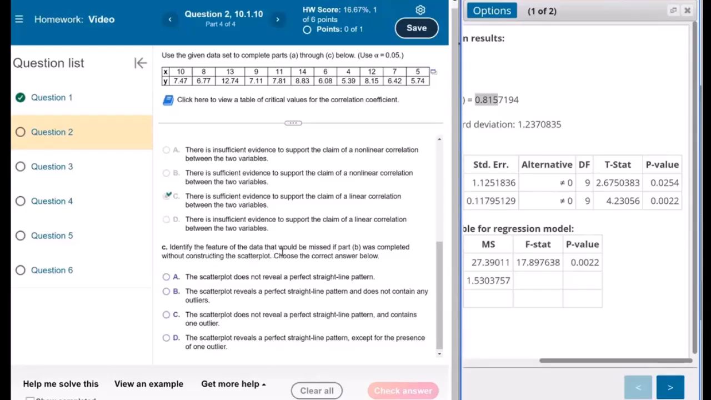Identify the feature of the data that would be missing if part B was completed without constructing the scatter plot. Choose the correct answer below. The scatter plot does not reveal a perfect straight line pattern.